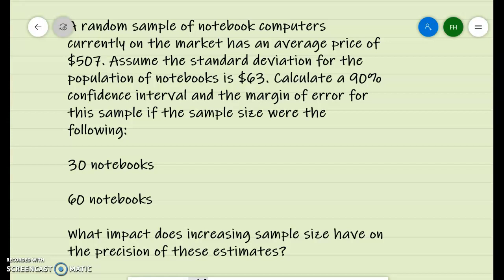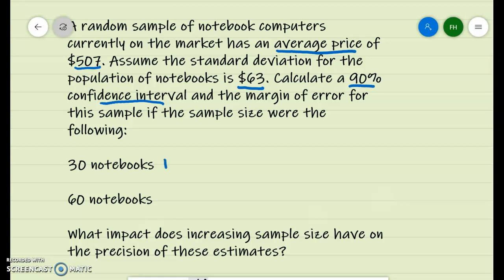Okay, a random sample of notebook computers currently on the market has an average price of $507. Assume the standard deviation for the population of the notebook is 63. Calculate a 90% confidence interval and the margin of error for the sample if the sample size were the following.